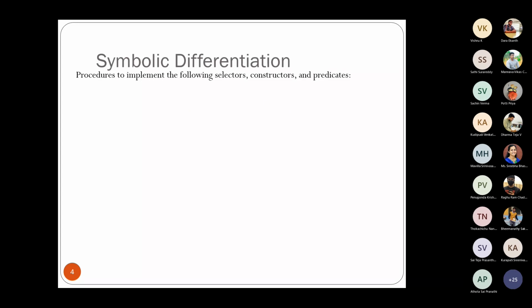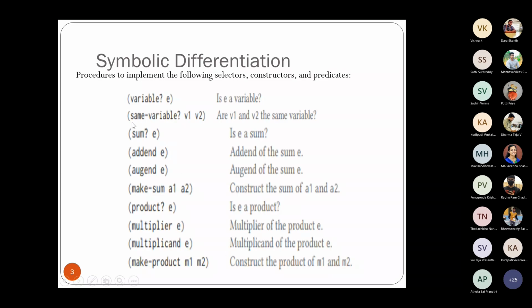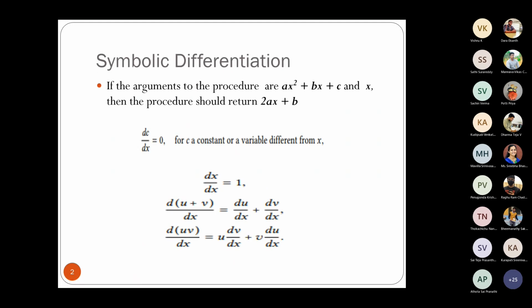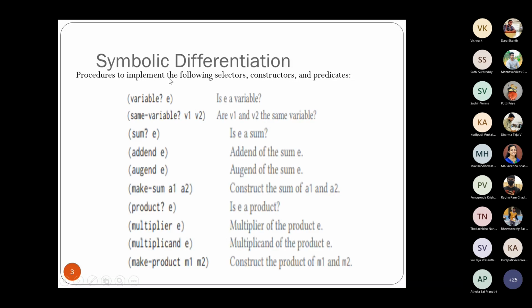Okay. The next procedure we need to solve this differentiation problem is same variable. I want to check, given two variables, whether both are the same or not. Why do we require this? If x by dx, both are the same, then I will return 1. So for doing this operation, I have to check whether the first argument and the second argument are the same variable or not.